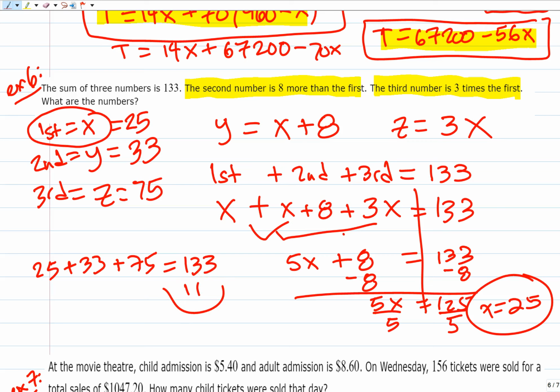Look for what they're comparing to. When they say more than, less than, that than tells me I'm comparing everything to the first. Call that our x, and then write equations with only one variable when you can. 6 down. 3 to go. You ready?